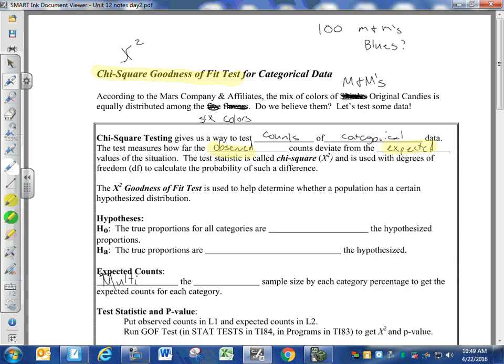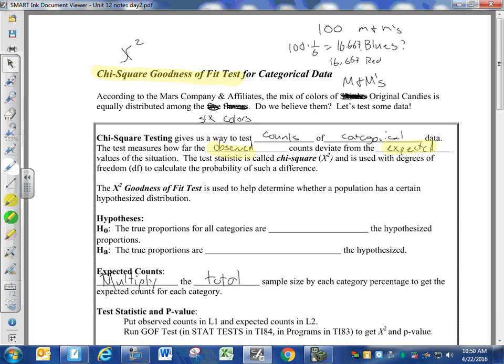So I have 100, I'll divide it by 6, or I'll take a total, so I'm going to multiply the total sample size by each category percentage. Well, if they're all the same percentages, I'm going to multiply the total by 1/6, which is a percentage, and I get 16.6667. Okay, now that's going to be the same for reds, for yellows. I'm going to expect 16.67, right? And that's just the total times a percentage. This is important, this type of calculation, finding expected.